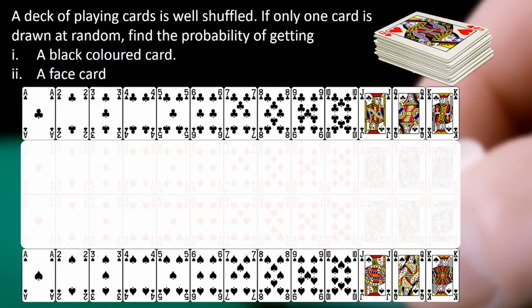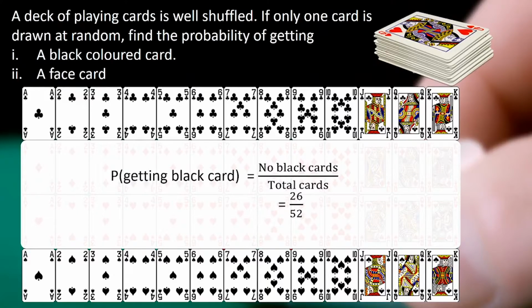So when we are calculating the probability of a black colored card, we are looking at the number of black colored cards, which is my favorable outcome, that is what I want, upon the total cards or total outcomes. So here it becomes 26 upon 52. That's the probability. You can divide those two numbers and get a lower fraction.